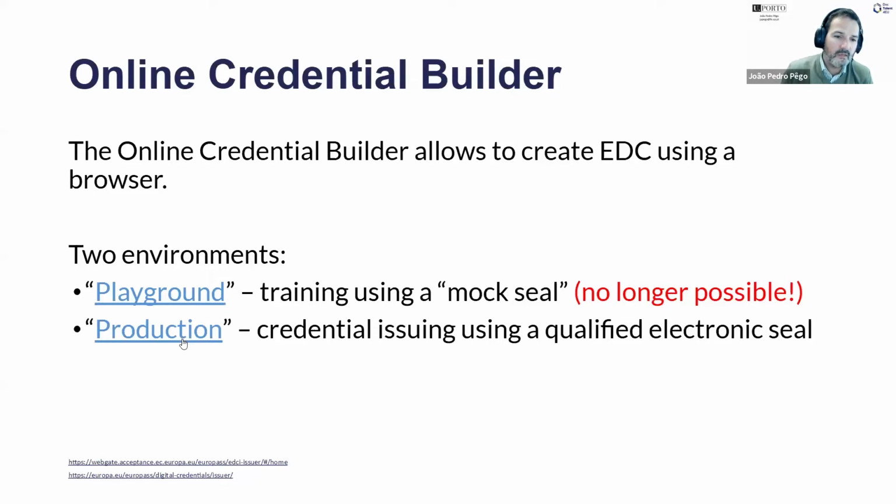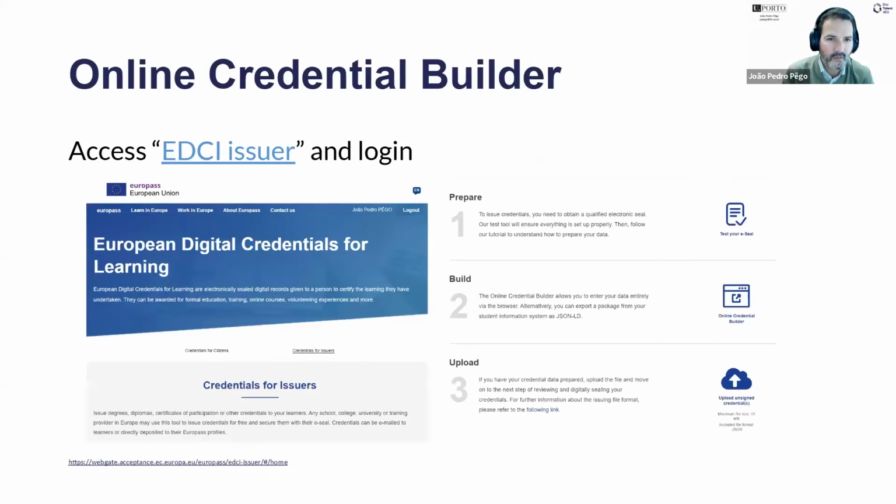And then you have the production environment where you can issue digital credentials. Since the things you create in the playground do not transfer automatically to the production environment, I suggest that you start by acquiring the seal and then using the production environment immediately. That's my suggestion at the moment from our experience. So once you have the software installed, so the electronic seal and Nexus, Nexus doesn't need to be installed, but you need to have it available and you need to run it. You can use the EDCI issuer.